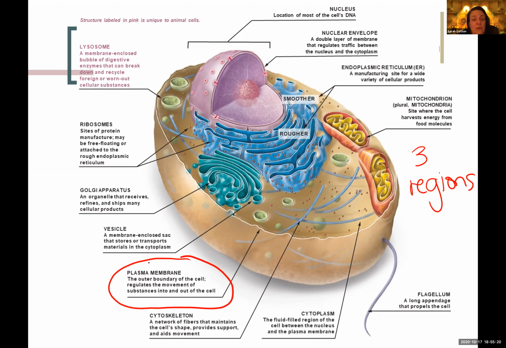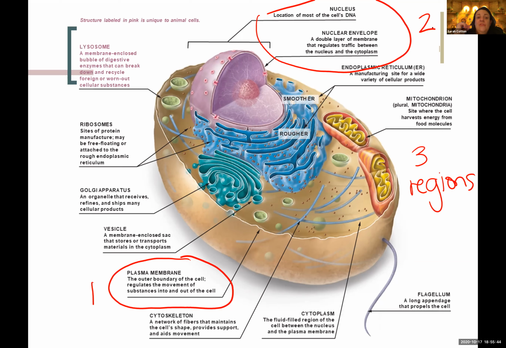the plasma membrane, which is the outer boundary of the cell. So essentially it's the outside. Okay, so that's one. Then the nucleus. I shouldn't circle it there, I should circle where it says that. Right? That's the second area.